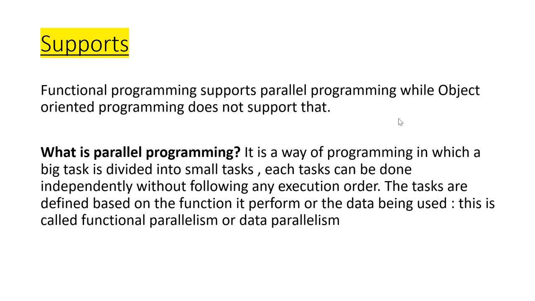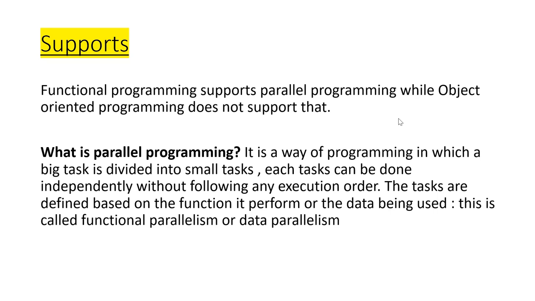So there are two kinds of parallel programming, that is functional parallelism and data parallelism. Where do we use parallel programming? Parallel programming is very useful for larger problems where we can split a problem into small subtasks and execute them all together without impacting each other's execution. As a result, when the tasks are distributed among processors, they can obtain the result faster in parallel programming.